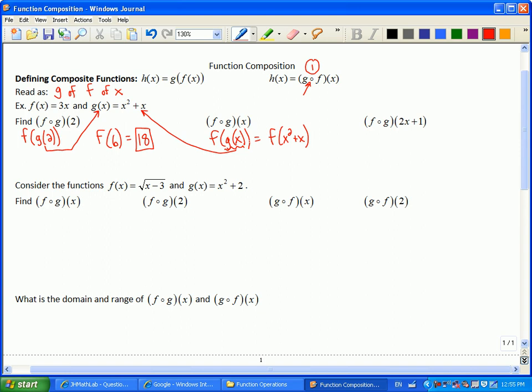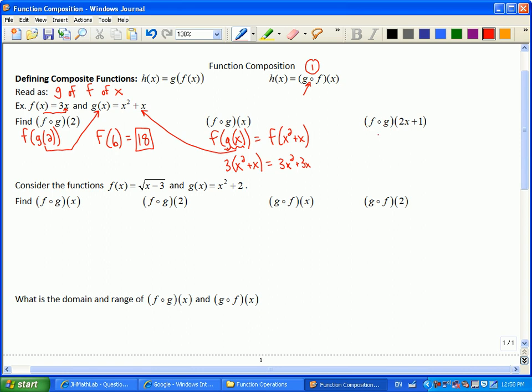So this would be, what does the function f do to things? It multiplies things by 3. So you put in an x and I'm going to multiply that x by 3. So that's all that happens here, is I get 3 times x squared plus x. So you could write this as 3x squared plus 3x. Okay, so give it a try. See if you can do f of g of 2x plus 1. See if you can unravel the functions there.